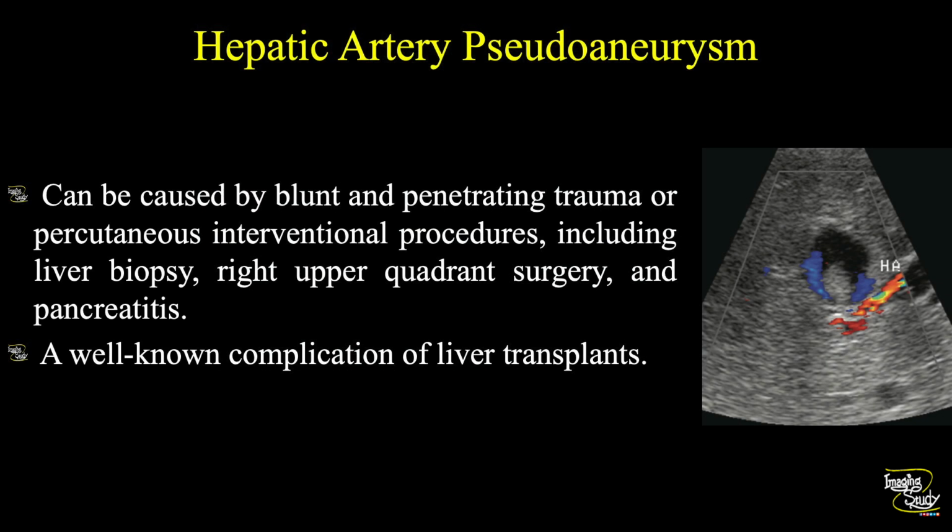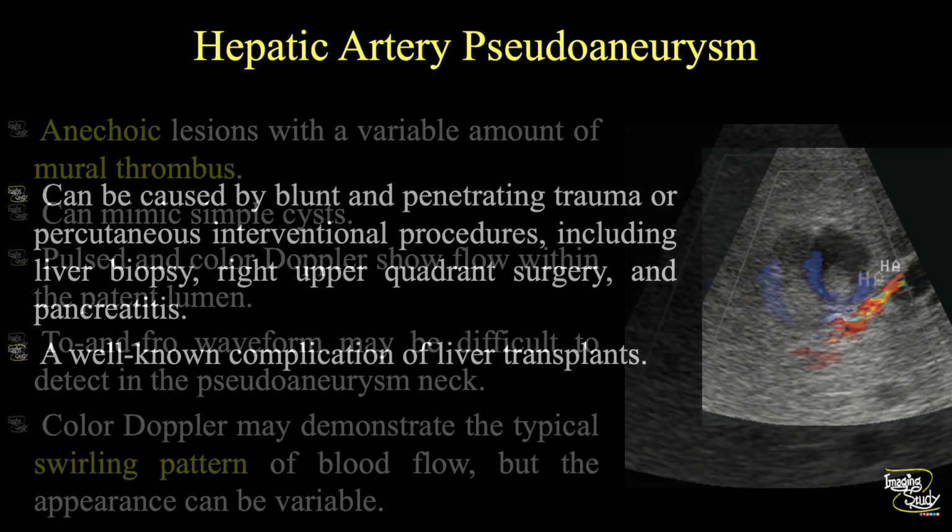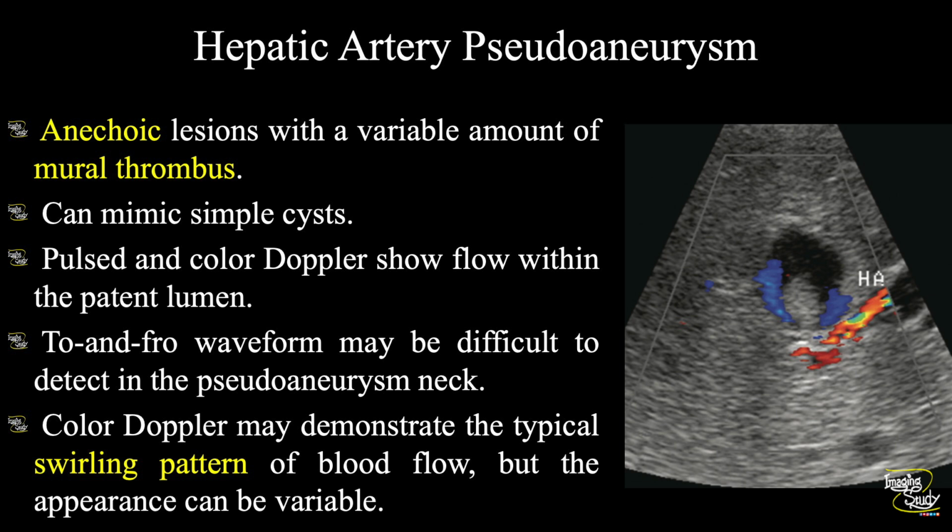Now let's come to the last component of this lecture, the hepatic artery pseudoaneurysm. This can be caused by blunt and penetrating trauma or percutaneous intervention procedures, including the liver biopsy, right upper quadrant surgery, and pancreatitis also. It's a well-known complication of the liver transplantation cases. On ultrasound, you will get anechoic lesions with a variable amount of mural thrombus.